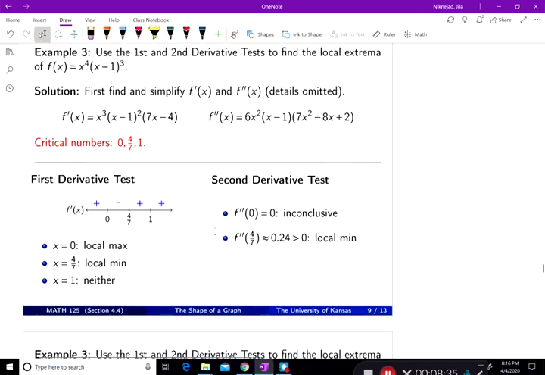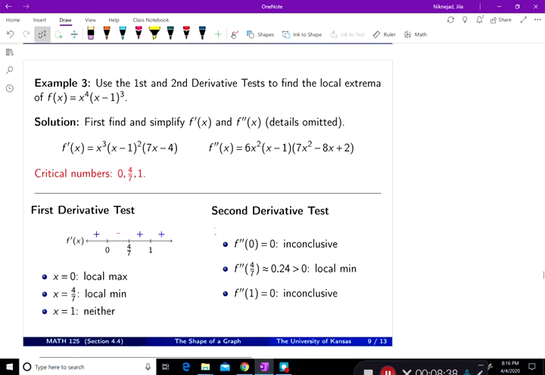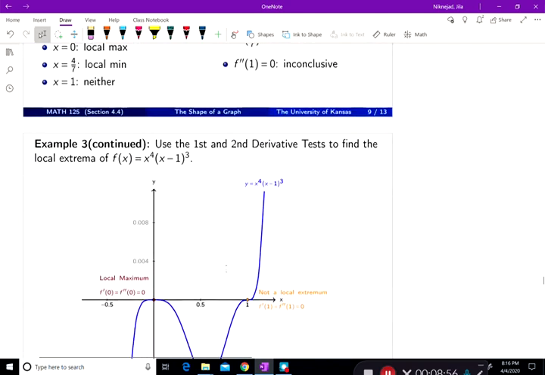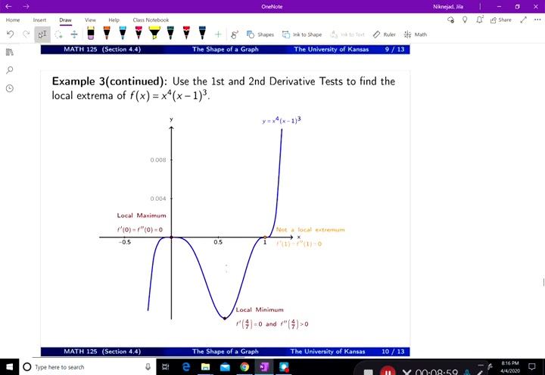So for some values, it actually determined whether they were local min or local max, and then for some values it didn't, and for some values that weren't extrema, it didn't detect either one. So there is a little bit of unknown when you're doing the second derivative test.